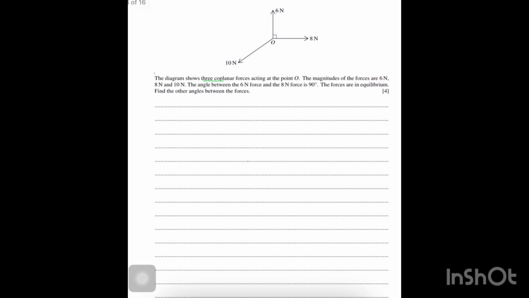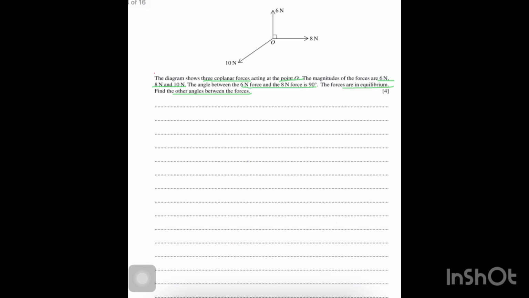shows three coplanar forces acting at the point O. The magnitude of the forces are 6 newtons, 8 newtons and 10 newtons. The angle between the 6 newton force and the 8 newton force is 90 degrees and the forces are in equilibrium. Find the other angles between the forces.